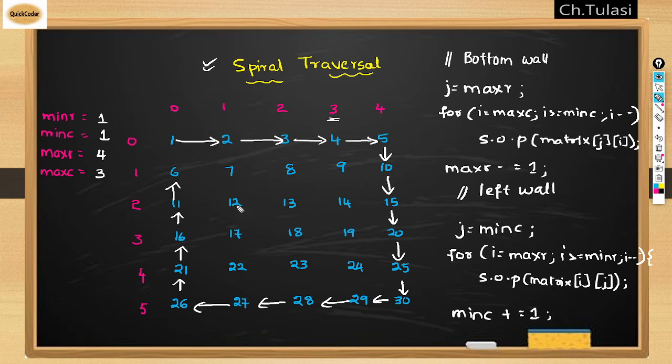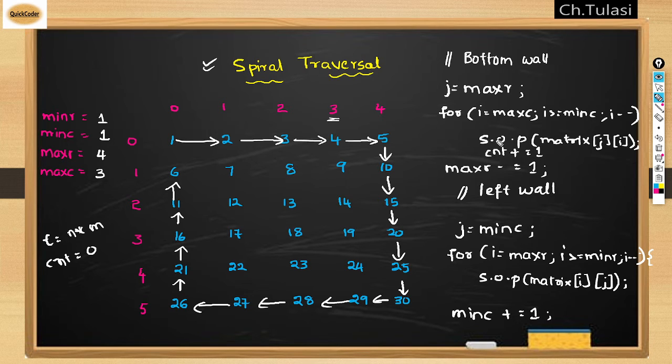So likewise, it continues until all the elements are printed. So how can you test whether all the elements are printed or not? Initially, let's say total T is equal to n into m, because every matrix contains n into m elements. And now I will take count is equal to 0. Then inside the while loop, for every for loop, I will increment my count.